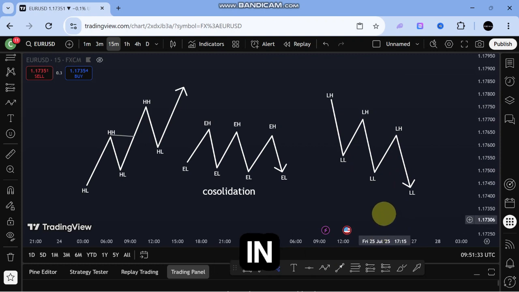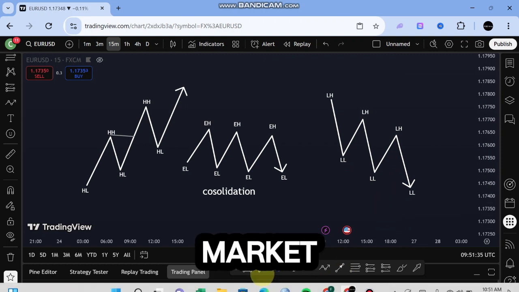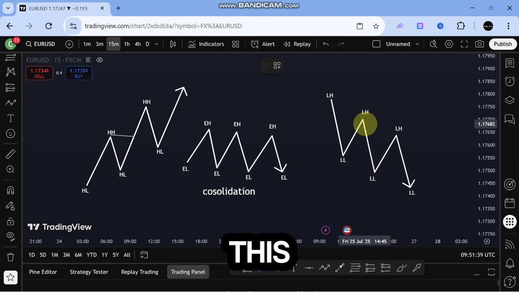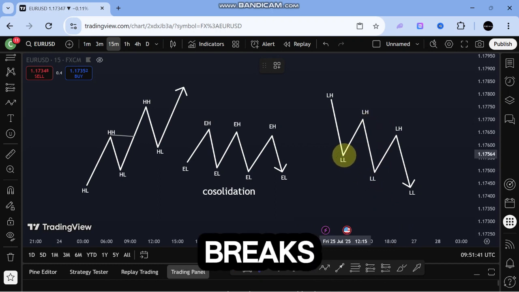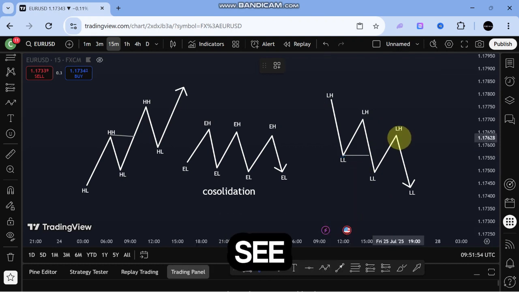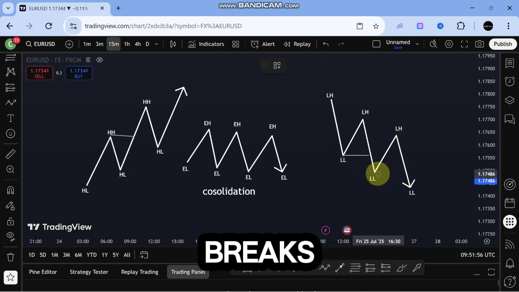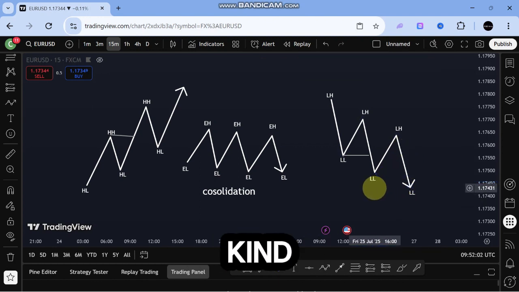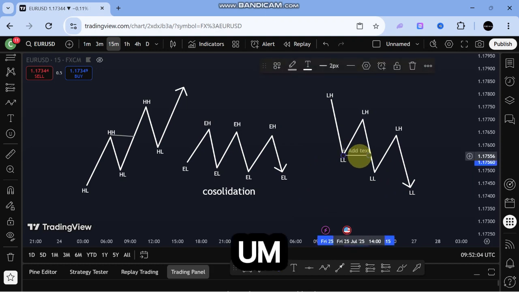Also, in the bearish market, there's a break of structure to the downside. You see this impulse movement to the downside breaks the previous lower low, and we call that a break of structure. This impulse movement to the downside also breaks the previous low, which is another break of structure to the downside. So guys, this is how you can identify a bearish market.